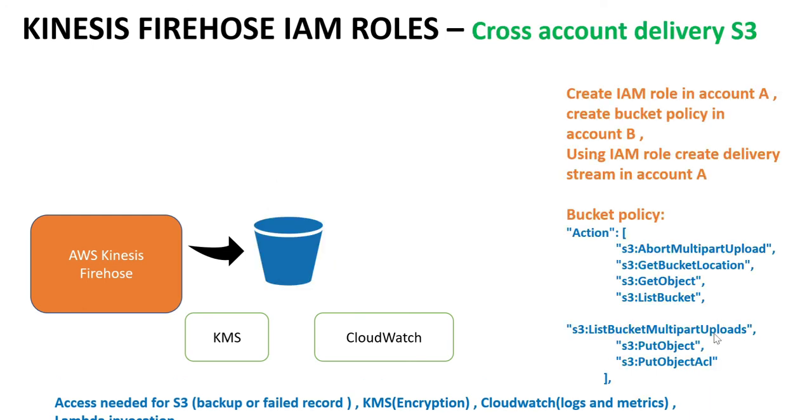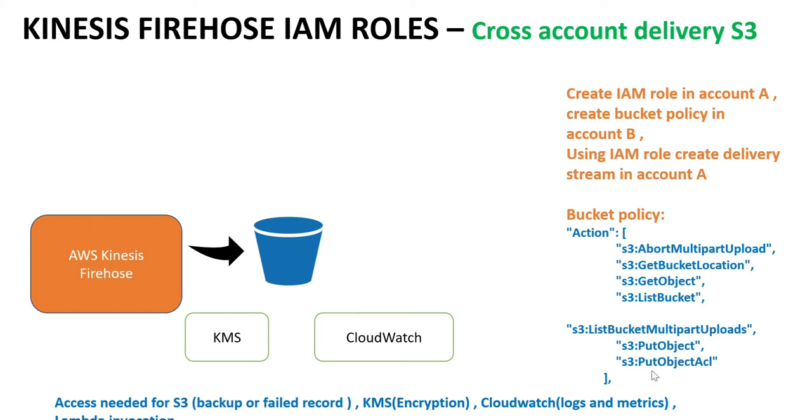Now what if there is a cross account delivery? That means your S3 bucket is in a different account. So in that case, something special needs to be done. So these are the two steps. We create an IAM role in account A, create a bucket policy in account B. Okay. So using the IAM role, you create a delivery stream in account A. So you create a bucket policy here in account B, and the IAM role here, and you attach this policy.